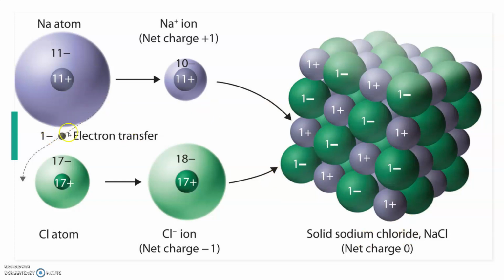This is a good little diagram of electron transfer. You get the ionic charges. You lose the shell, still have a full octet, gain 1, and you get the 8, the octet.